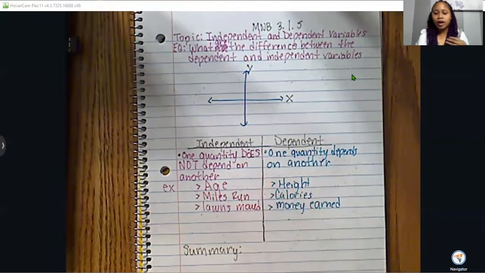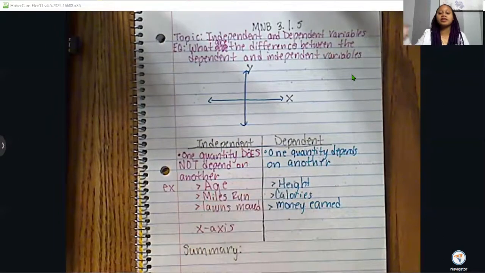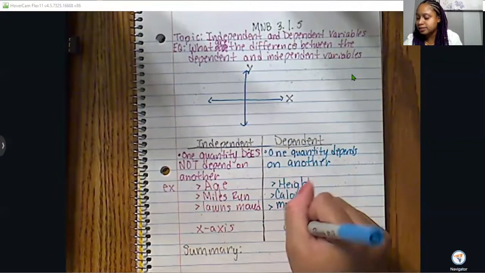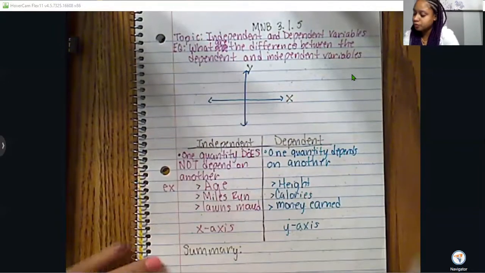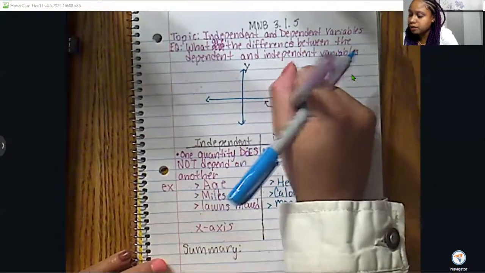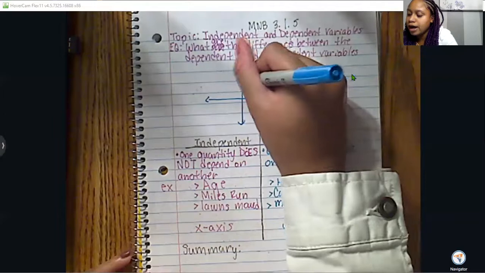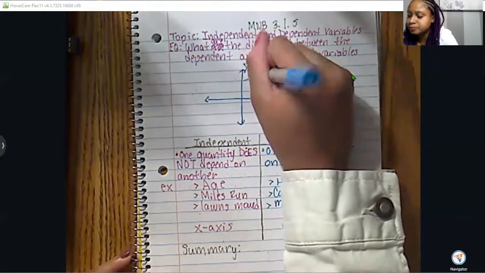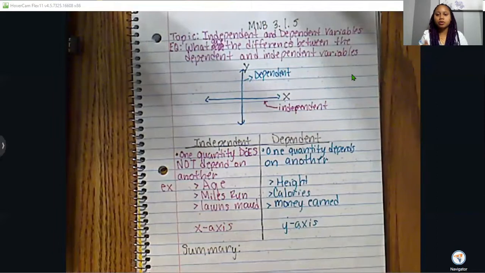Now we need to know what axis each is on. So for the independent variable, the one that does not depend on another, that is actually going to be the x-axis. And then for the dependent variable, you will find that on your y-axis. So if you notice these axes were labeled, this is your x-axis, that's your y-axis. So this one is your independent. And then the y-axis, which is that vertical line, is the dependent. So the idea behind the situation is we have these two differences.